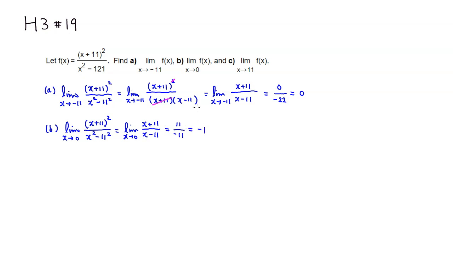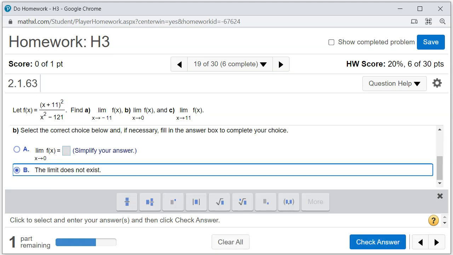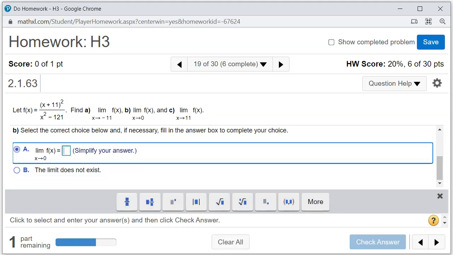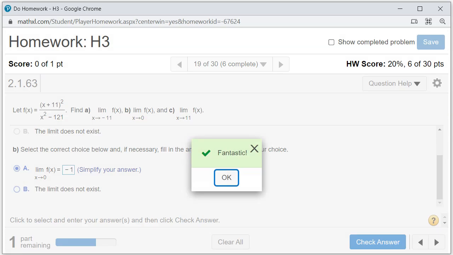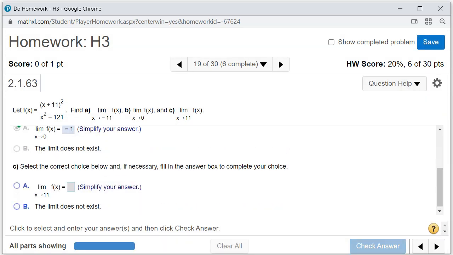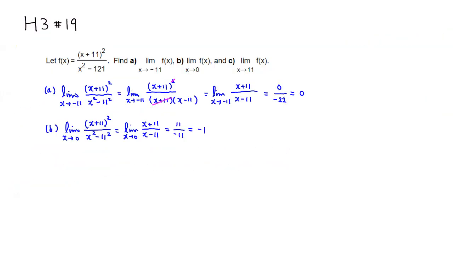So we type it in. The limit is negative 1. Check the answer. We got that. And then the last one, part C, is probably the trickiest one.